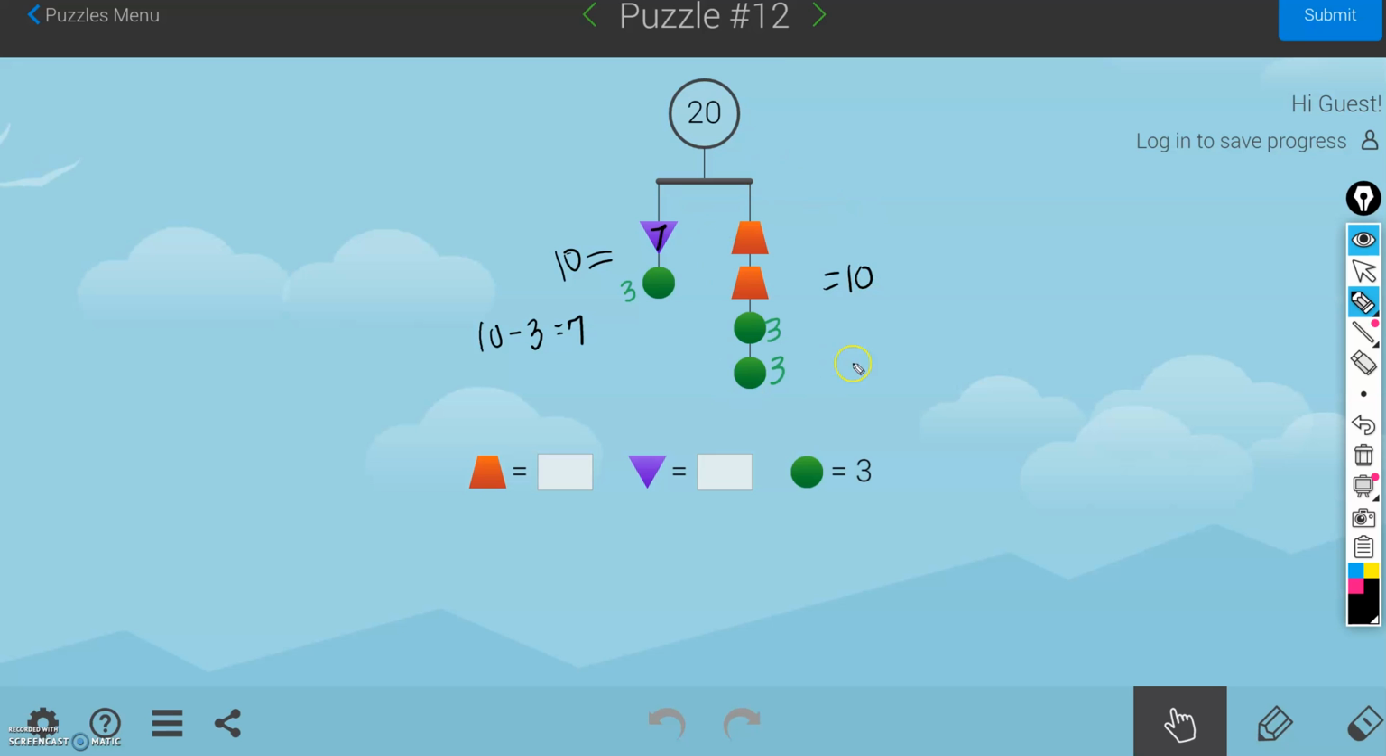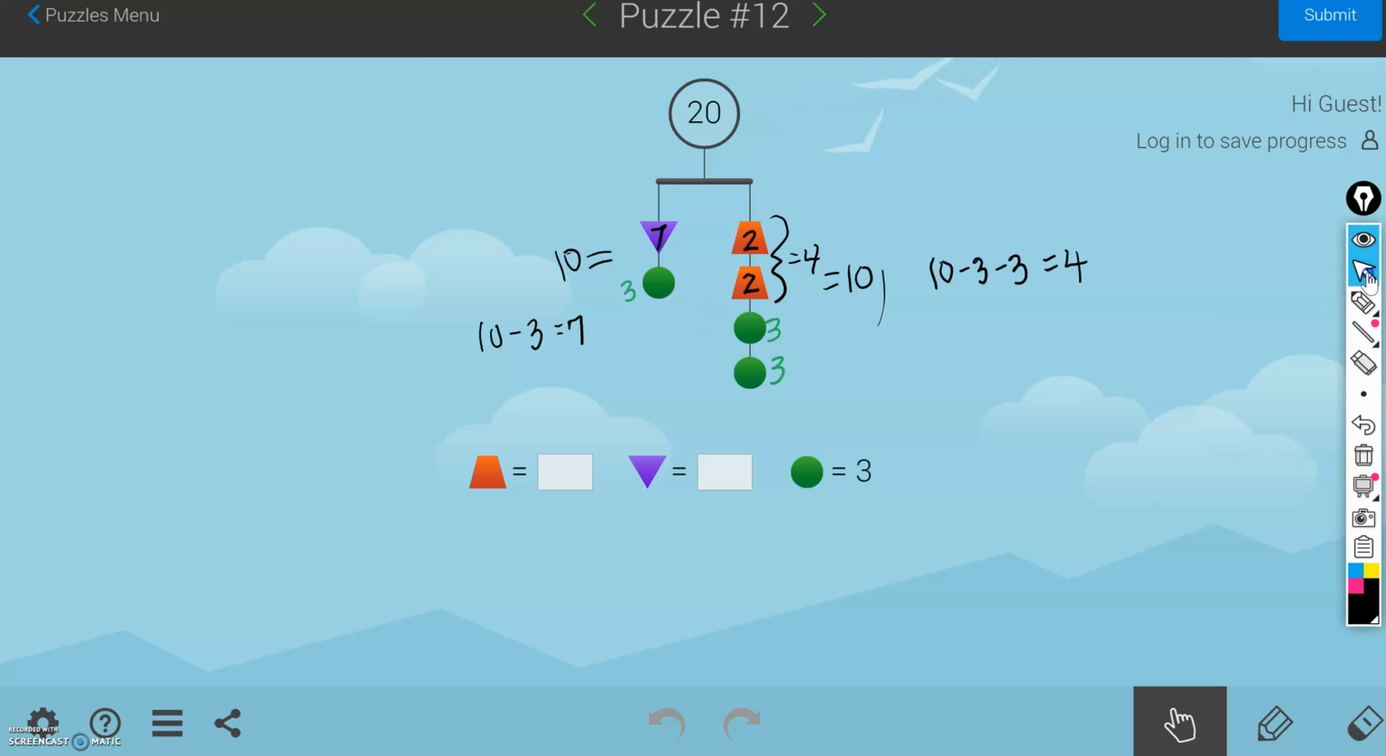Let's look at the right side now. We know that in total it has to be equal to 10. And I can subtract the two green circles. So 10 minus 3 more. 10 minus 3 is 7. And 7 minus 3 more is 4. So I know that these two red trapezoids equal 4. So to figure out what one of them would equal, I would divide by 2. So 4 divided by 2 is 2. So one of the trapezoids is 2.